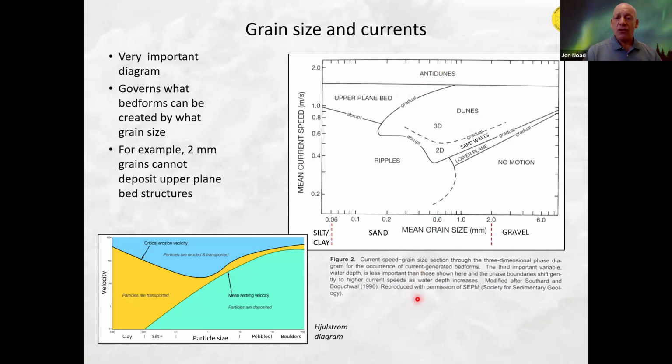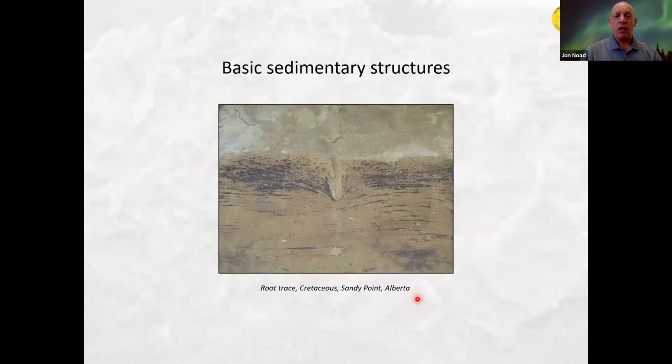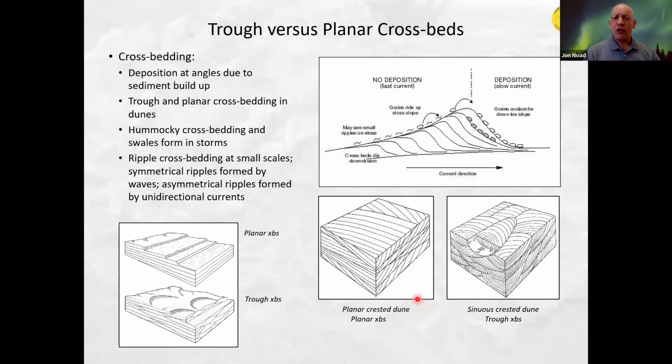So the current compared to the grain size is very important in determining what kind of sedimentary structure you're going to see. So let's start off by talking about the basic building blocks, the most basic sedimentary structures of all. And we're going to start off with trough and planar crossbeds. So these are both dune-forming crossbeds. They are dune-forming sedimentary structures.